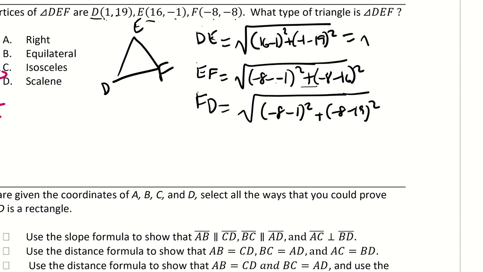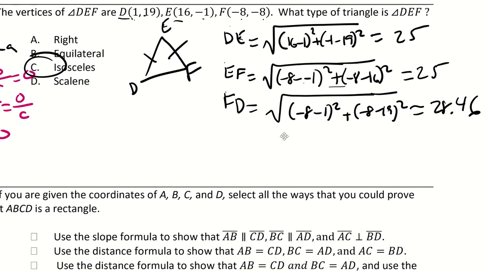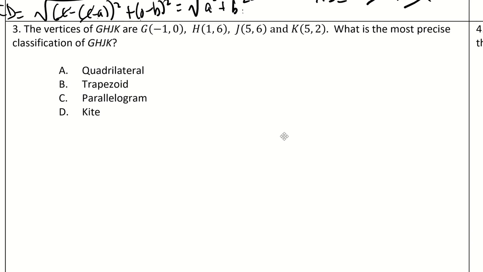Okay, so in any case, if you do this on the calculator, and you could just do it on the calculator, you get 25 here. Here you get 25. Here you get 28.46. So clearly two of the sides are the same. And so we could say that the triangle is isosceles. All right, that's how you do that.